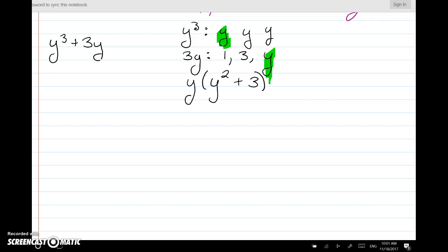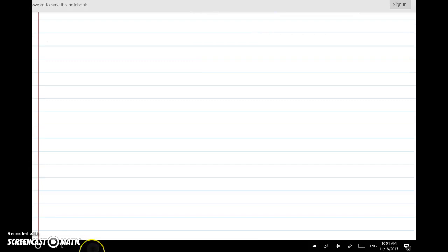Let's get a little more complicated. How does that sound? Okay, let's look at negative 16x plus 20x to the fifth. Okay, a lot going on here. First of all, let's look at that negative 16x.